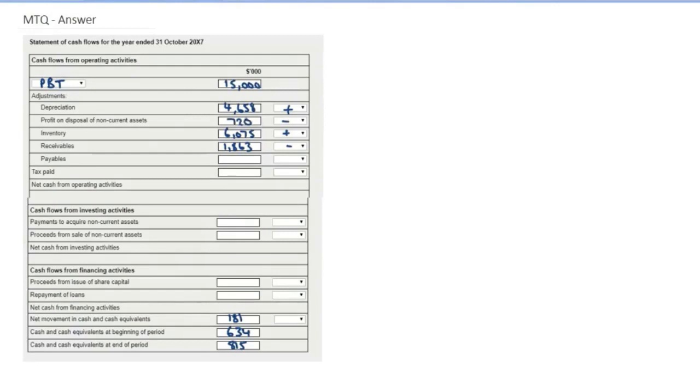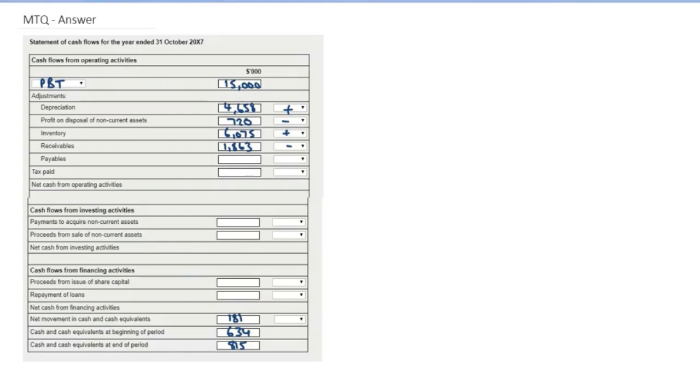Now, I'm going to leave it there, guys. We could do the payables thing. We could look at the payables. We could look at doing the calculation for the tax, look at the movement in the loan account, and so on and so on. But we haven't had to try that hard. We've looked at the movement in inventory and receivables. We've got the easiest marks ever for a starting point of profit before tax.